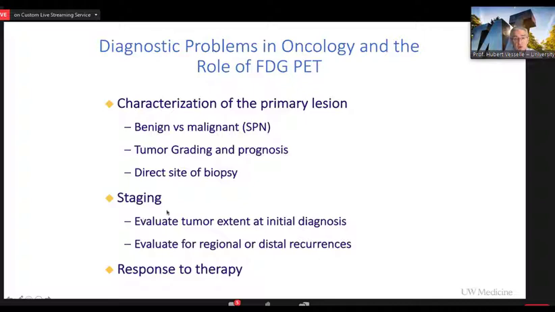It can be used also for staging, and that is one of the most commonly used ways, evaluating tumor extent at initial diagnosis, and then we'll show you some examples. It can be used also to look for recurrences, regional or distant recurrences. And finally, a big area of application of FDG PET, in particular in breast cancer, is assessing response to therapy. Unfortunately, we would not have time to discuss that today.